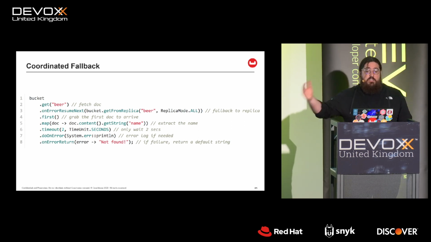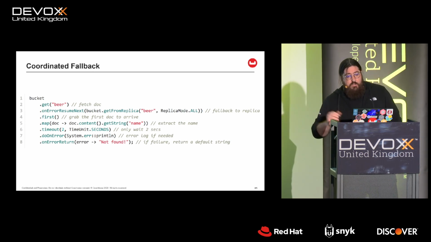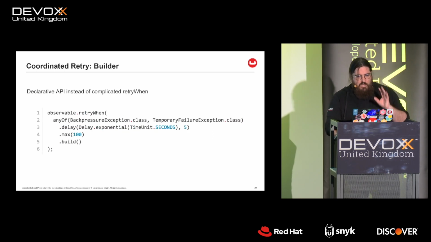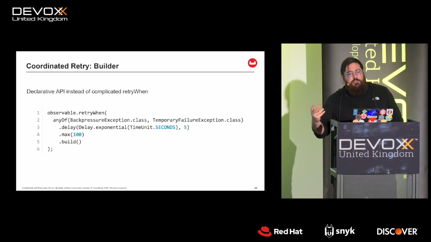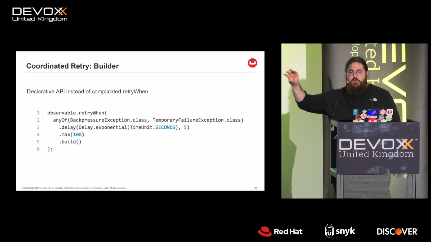If there's an error, I'm going to log the error, and if nothing is found, I'm going to return an error that says nothing is found. This is fairly simple. Now you can do, we've created, and I think it's in Reactor as well, but it's in Couchbase SDKs, a retry builder, which basically tells you have a stream. You're going to retry something when something happens.